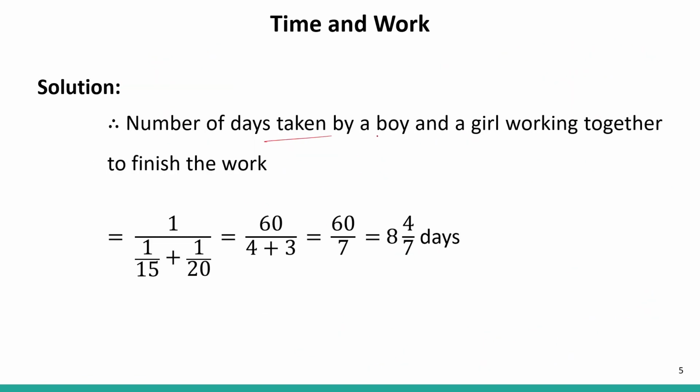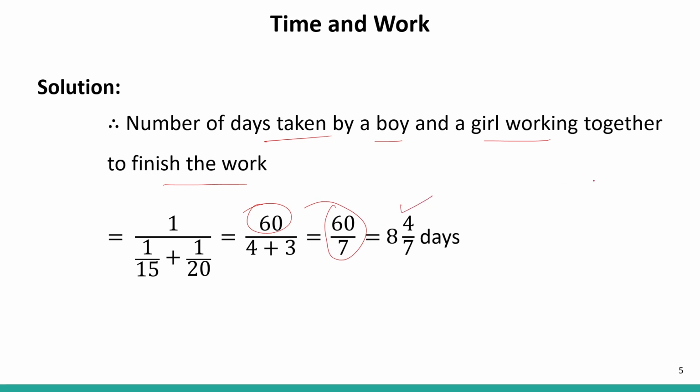So the number of days taken by a boy and a girl working together to finish the work is equal to what? 1 by (1 by 15 plus 1 by 20). That is equal to 60 by 4 plus 3. That will be equal to 60 by 7. That is equal to 8 whole and 4 by 7 days.